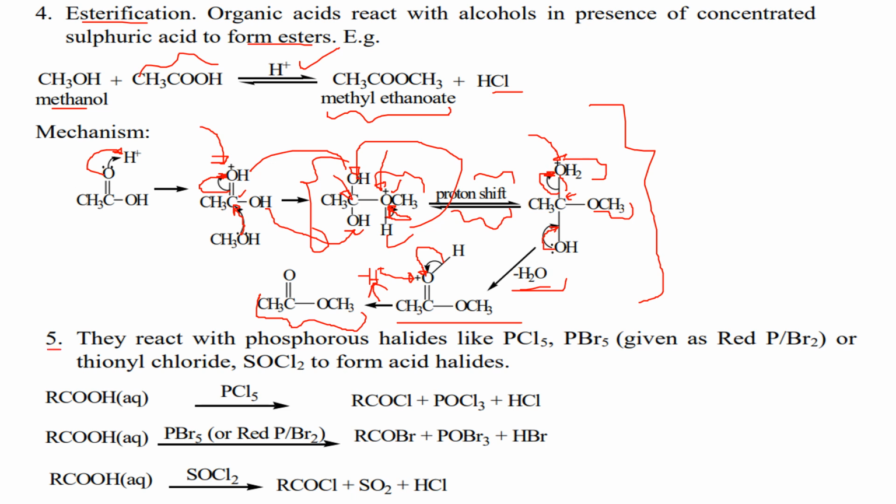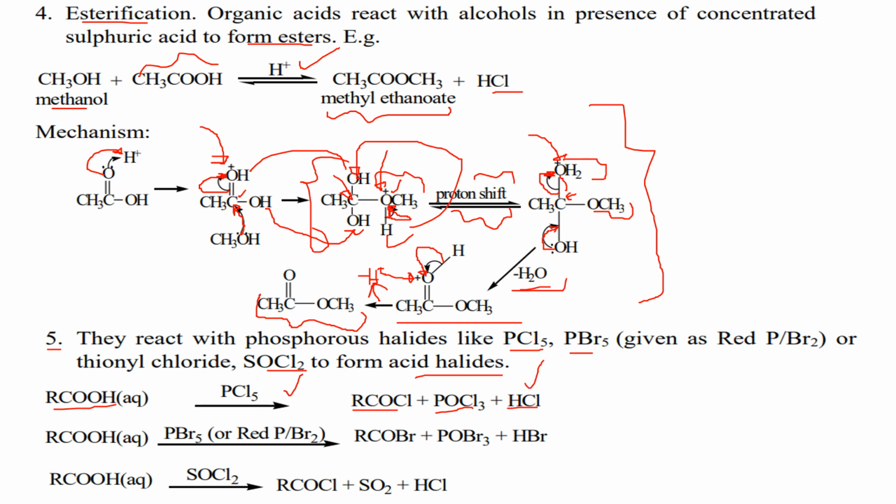Now looking at number 5, carboxylic acids also react with halides, for example phosphorus pentachloride, phosphorus pentabromide, or thionyl chloride, to form acid halides. For example, if you have any salt and you react it with phosphorus pentachloride, you're going to get this halide, and then there is the corresponding hypohalide, and then hydrogen chloride.